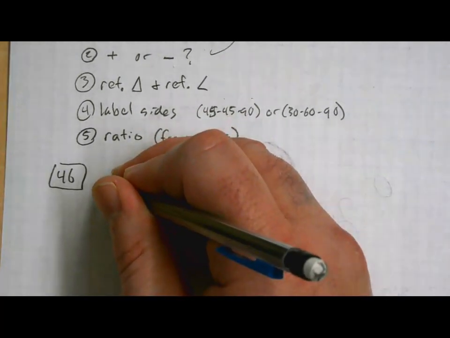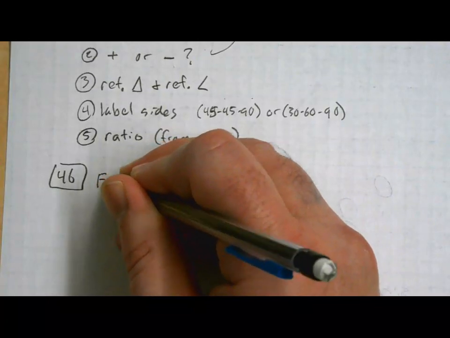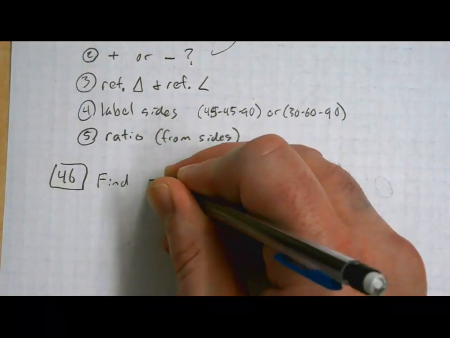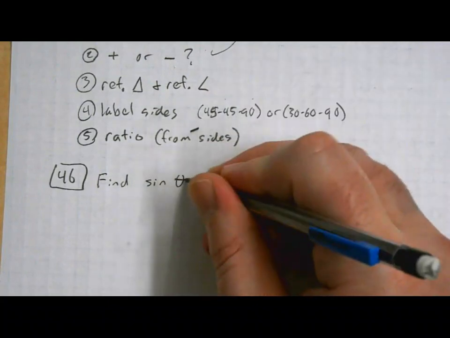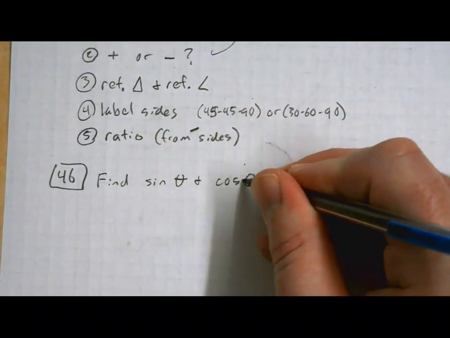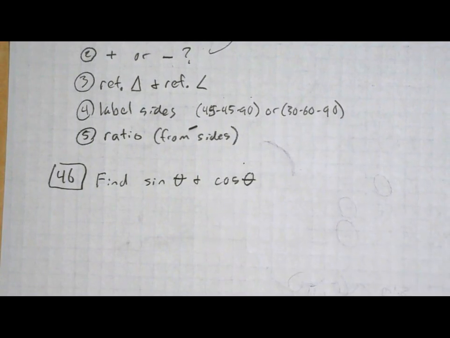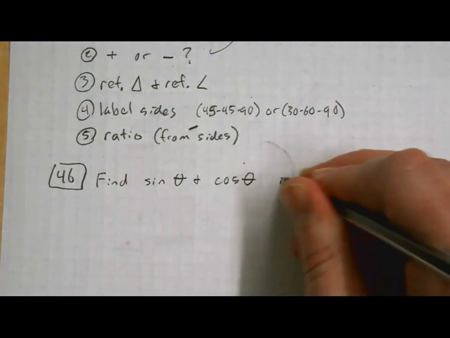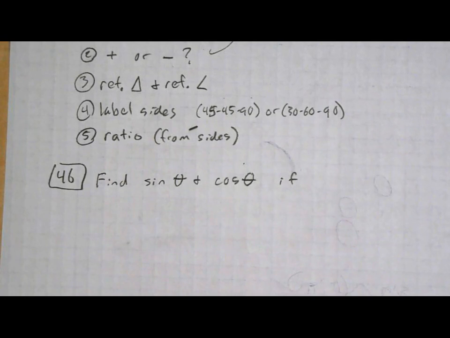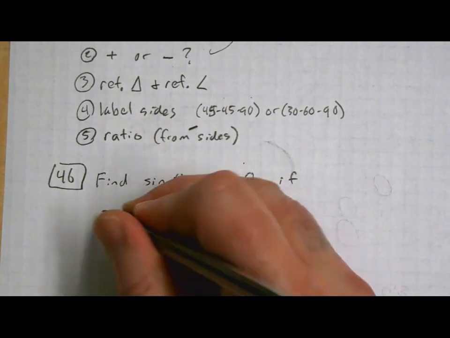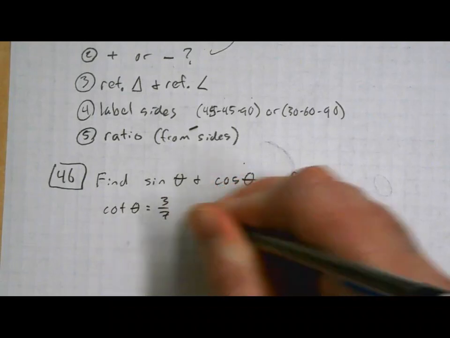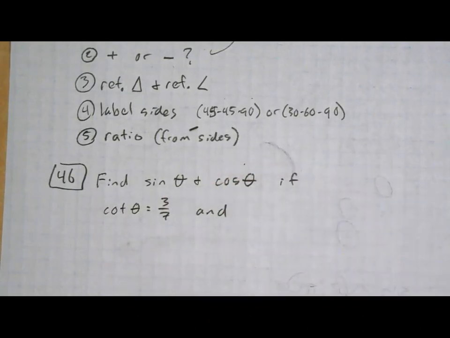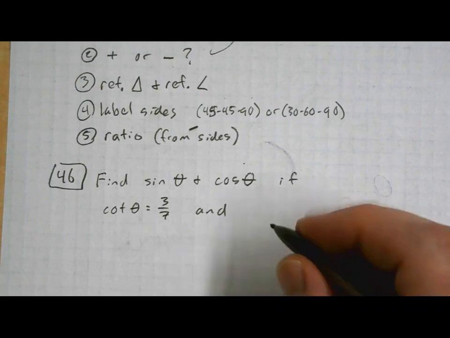All right. This is word for word from the book. It says find sine theta and cosine theta, if cotangent theta is 3 over 7 and secant theta is less than 0.